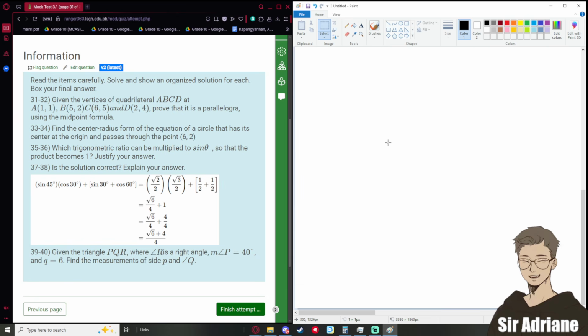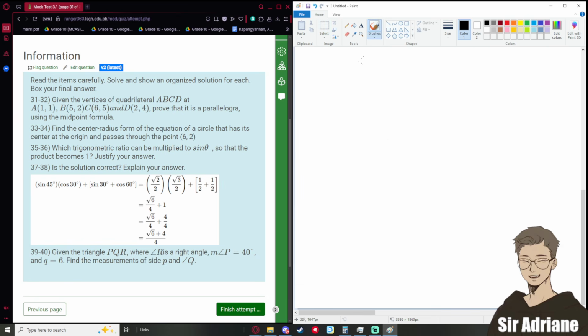One way is to show that the opposite sides are parallel using slopes. Another way is to show that the opposite sides are congruent using the distance formula. But how do we show that it's a parallelogram using the midpoint formula? We can do that by showing that the diagonals bisect each other. That means their midpoints must be the same.